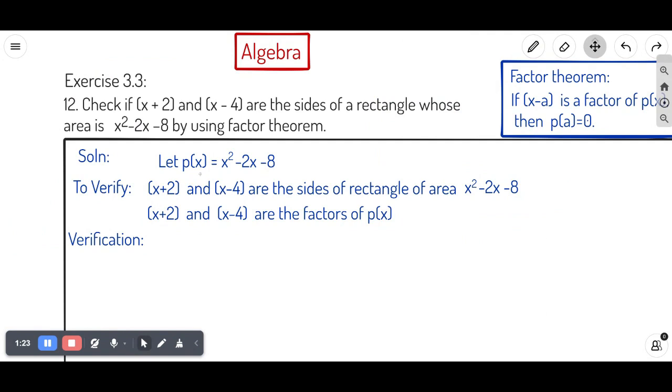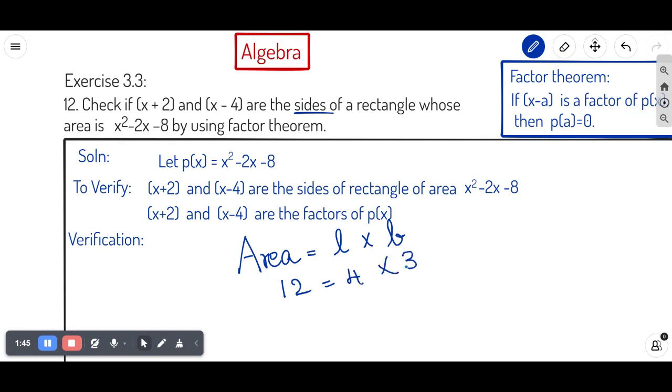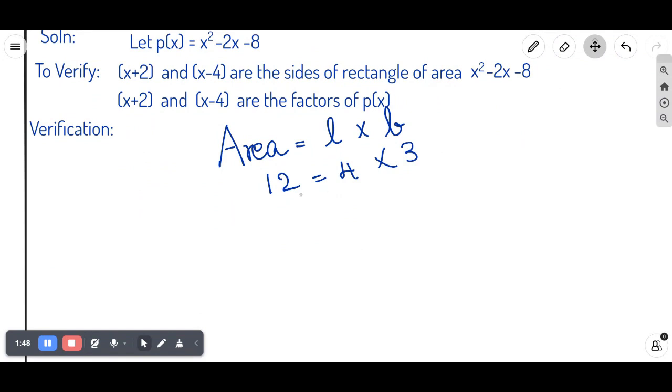First of all, we have to understand our question. They didn't directly say verify these are factors. They asked to verify these are sides. So what is the area of a rectangle? Area of a rectangle is equal to side into side, which is your length into your breadth. Just suppose you put the area as 12, your length and breadth can be 4 into 3, or 6 into 2, or 12 into 1.